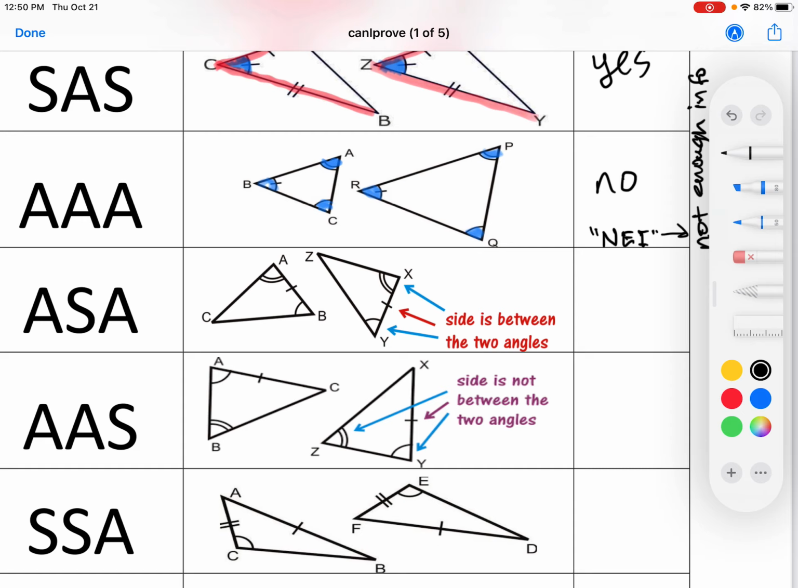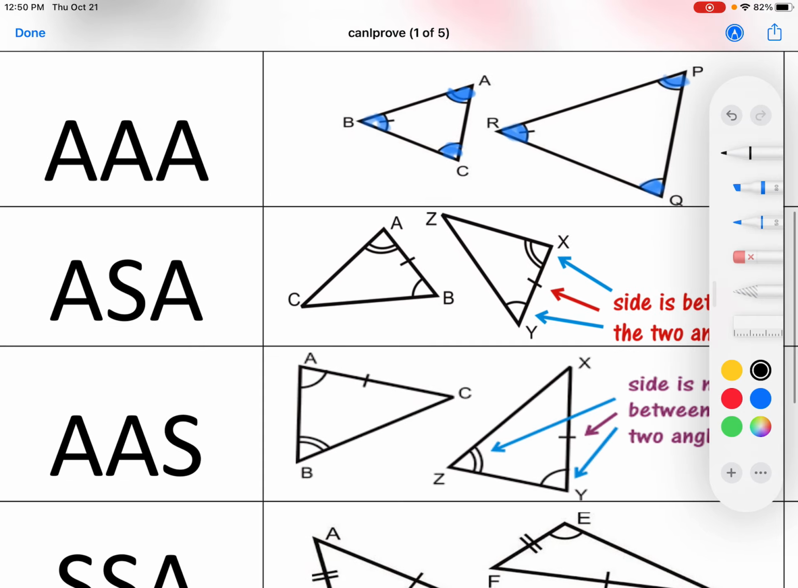So that's what your answer would be if it gave you a picture of two triangles with all the same angles and it said, what would you use to prove these are congruent? Well, you don't have enough information. You only have stuff about the angles and you don't have anything about the sides. That's not going to be enough.